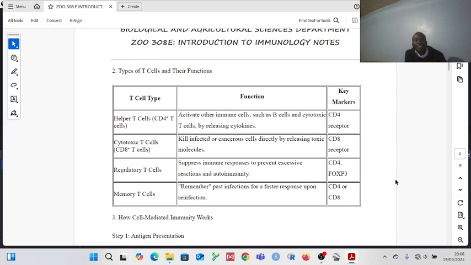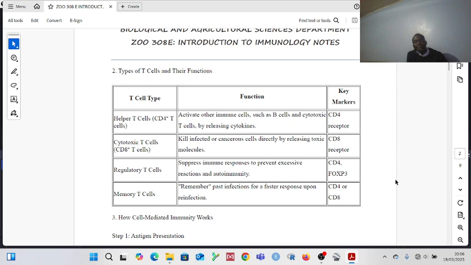The next type of T cells is the cytotoxic T cells, otherwise called the CD8 T cell. What the cytotoxic T cells do is they kill cells that are either infected or cancerous. They do so through the release of toxic molecules.